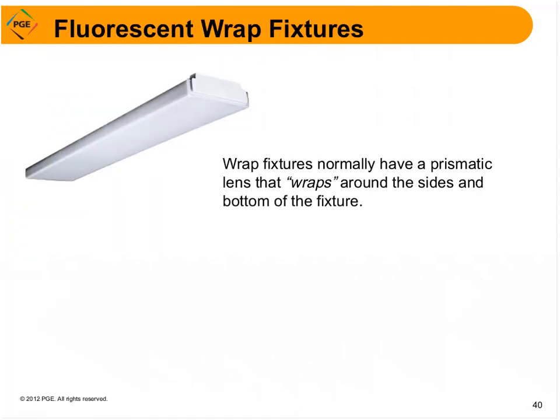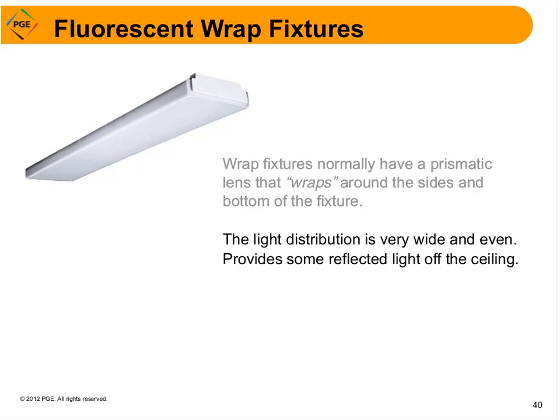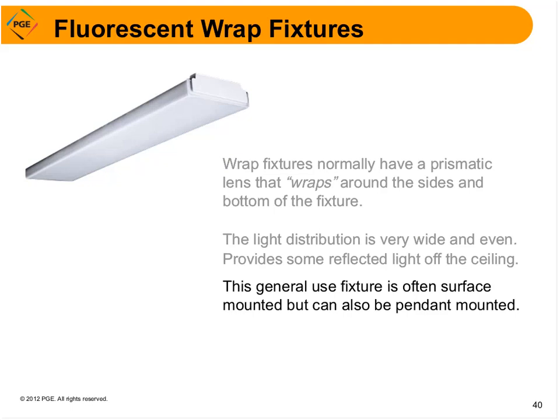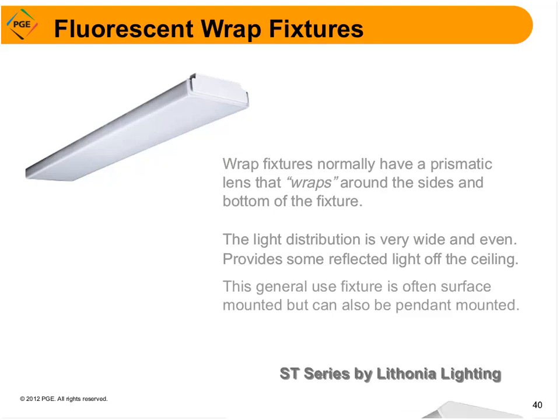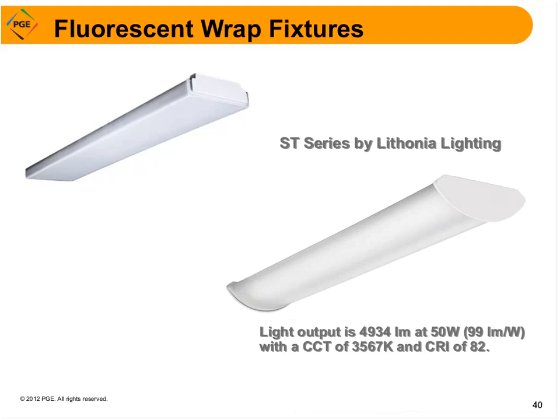The fluorescent wrap fixture is used everywhere it should be, and a lot of places it shouldn't. It's a common general use fixture that's inexpensive. The light distribution is very wide and even, and it's usually surface mounted, but it can also be pendant mounted. And here's an example of an LED version. I don't know the cost, but I know that in order for this to be competitive with the fluorescent, it's going to have to be a lot less expensive.